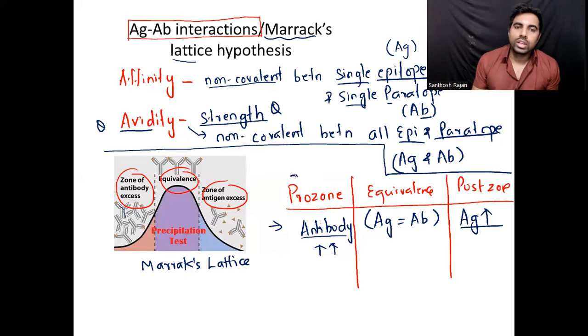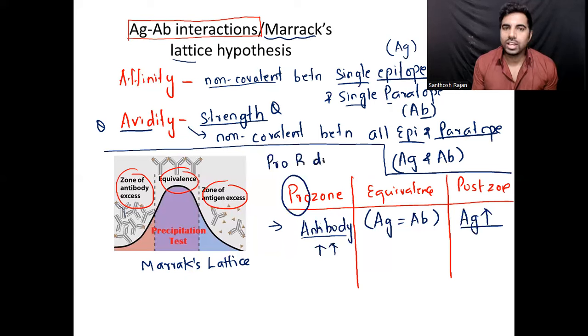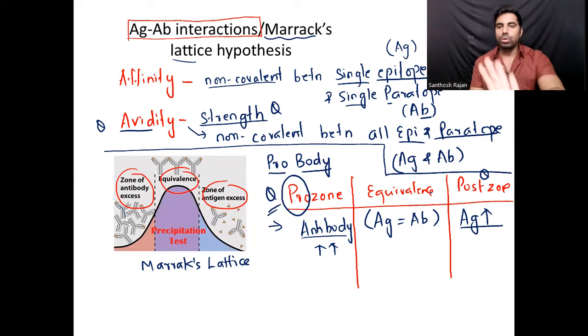The important thing here is pro means body. Always remember, every actor has a pro-like body; celebrities have a pro-like sexy body, right? So remember, pro body. This is a question frequently asked: they'll ask either the prozone or the postzone. The equivalence zone means both are equal. This is called the Marrack lattice hypothesis for antigen-antibody interaction.